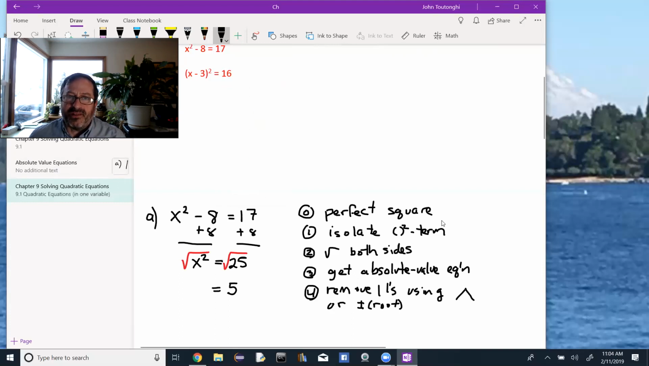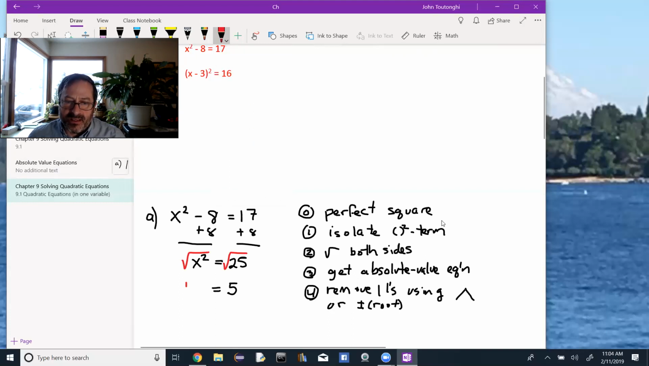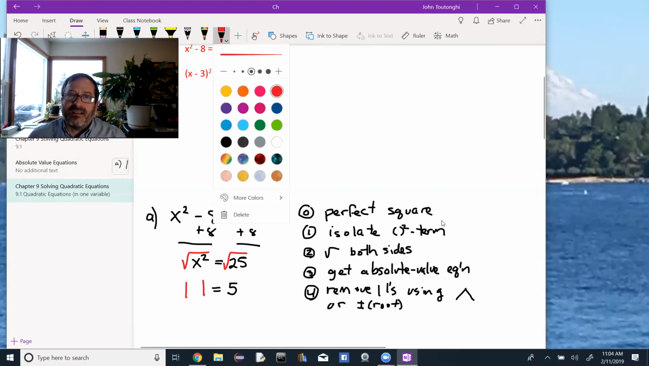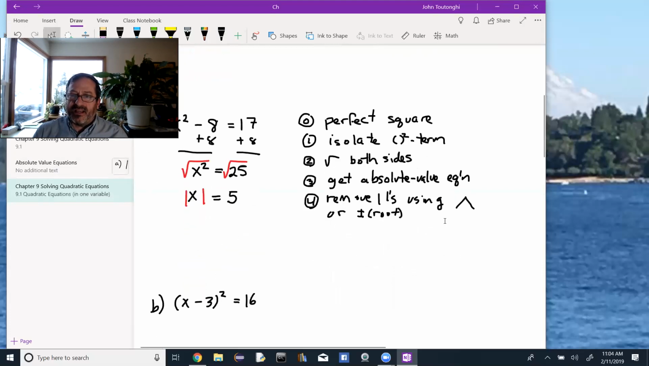We know that from chapter 8. And in chapter 8, we treated the square root of x squared as x. But now, because I can't assume that x is positive, I don't get an x. I get, instead, an absolute value of x. So this is the tricky part. I get this absolute value equation, the absolute value of x equals 5.